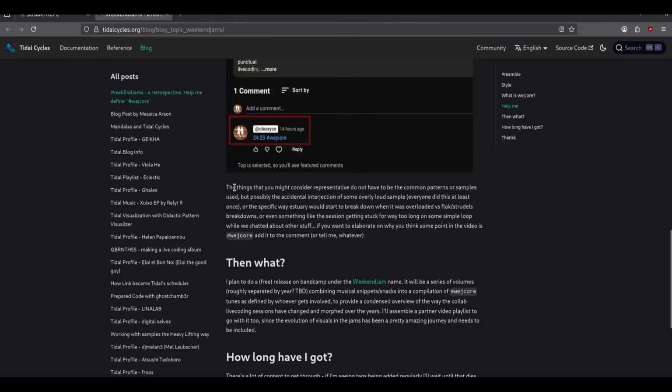So the things that you might consider representative don't have to be common patterns or samples used, but possibly the accidental interjection of some overly loud sample. Everyone did this at least once. I know I have. Before you realize that samples play at full volume, and then you bring a sample in out of the blue, and then it's so loud, that's wejcore. Or the specific way Strudel would start to break down when it's overlaid. Exactly, yeah, we had a couple breakdowns in sound. Those are pretty wejcore.